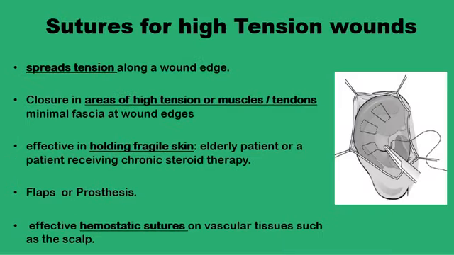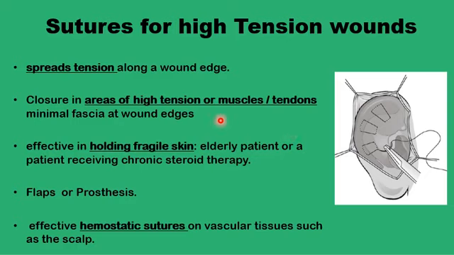We move to another group of sutures, sutures developed to handle high tension wounds. These are sutures that can spread the tension better along the wound edges. They are designed to suture structures like muscles or tendons or cartilage if we're doing pinaplasty, for example.